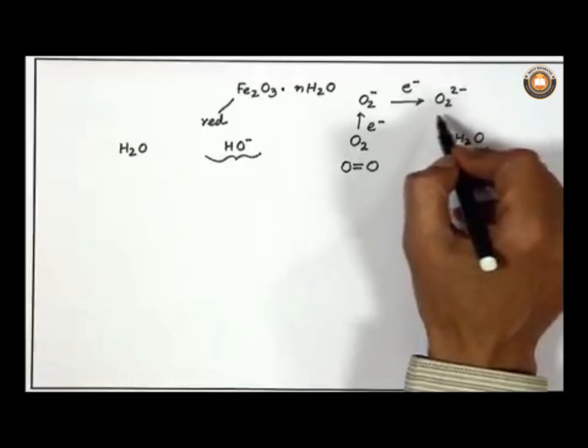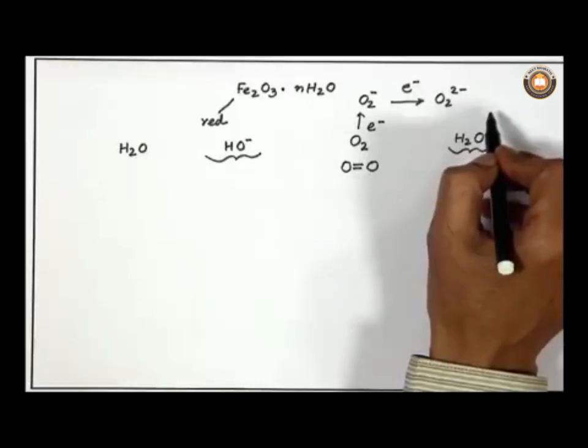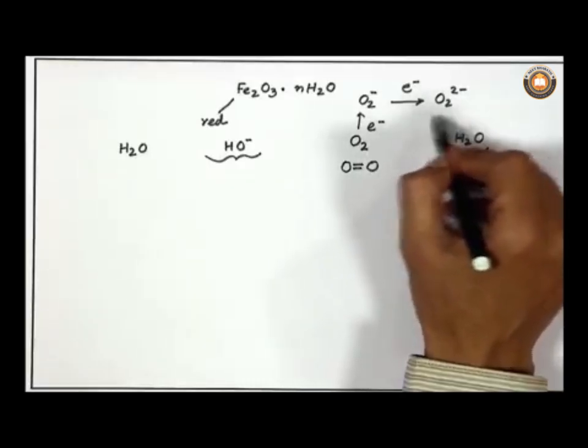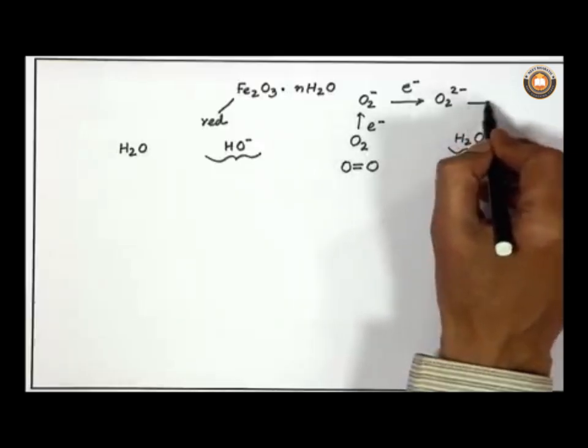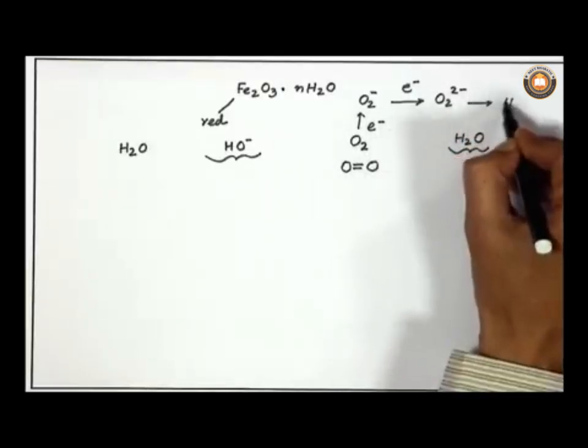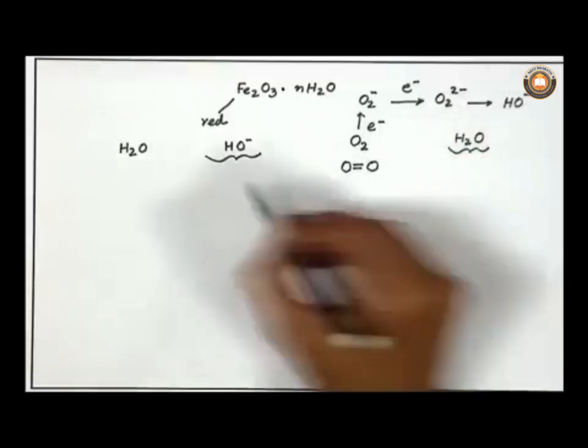Then if there is some O-O bond cleavage, this can give rise to the formation of HO minus, the hydroxide ion.